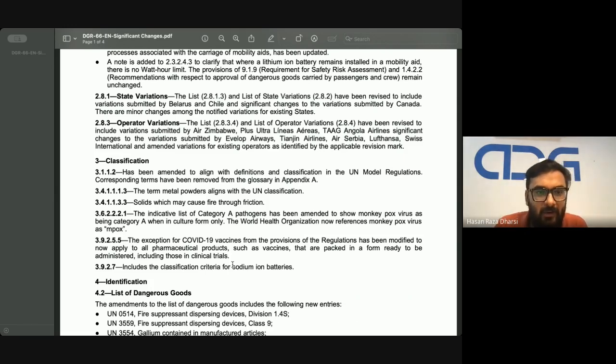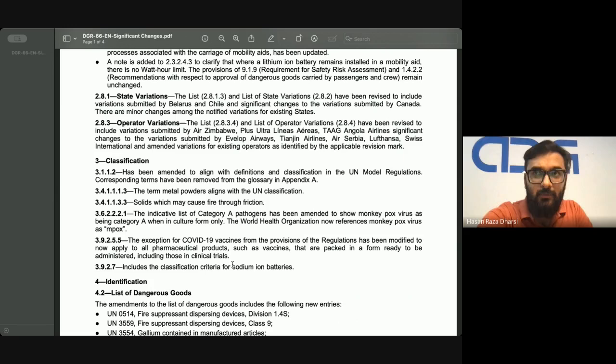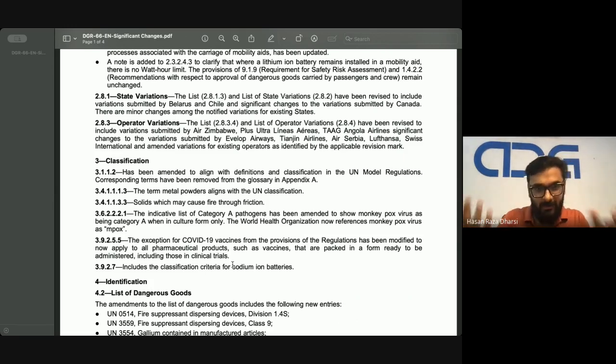Okay. Then 3.9.2.5.5, the exception. 3.9 refers to the exception for COVID-19 vaccines from the provisions of the regulation, which has been modified to now apply to all pharmaceutical products, such as vaccines that are packed in the form ready to be administered, including those in clinical trials. So this exception has also been modified here. Before it was for only COVID-19, but now it will be used for every vaccine which will be transported for the purpose of research or clinical trials.